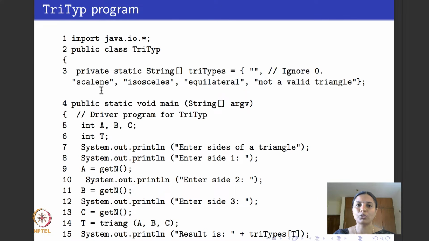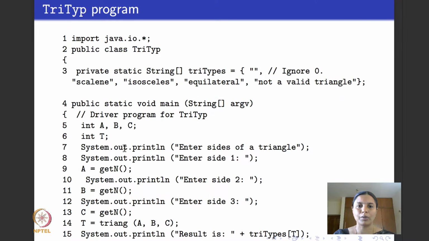The triangle could be a scalene triangle, in which case all the 3 sides are of different length. In an isosceles triangle, 2 of the 3 sides have the same length. In an equilateral triangle, all the 3 sides have the same length. Let's say if one of the sides that is entered is a negative number, then this program will output saying that the triangle you're trying to give as input in 3 sides is not a valid triangle.